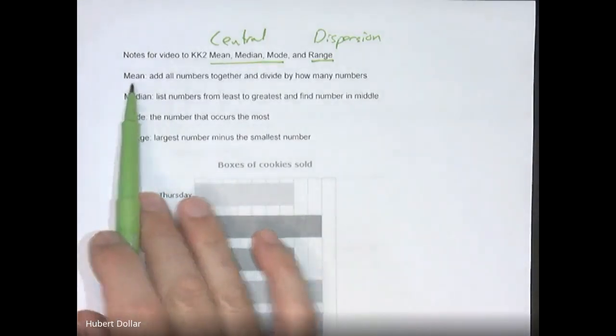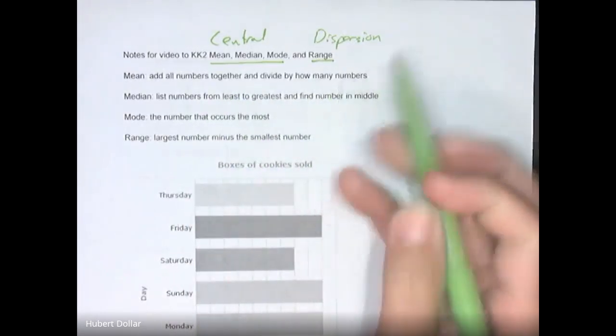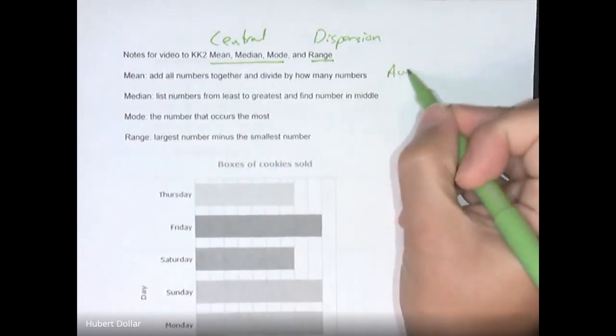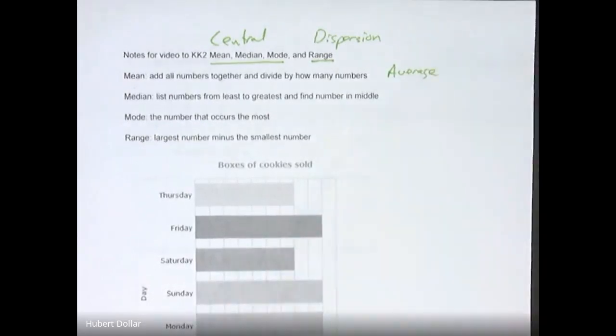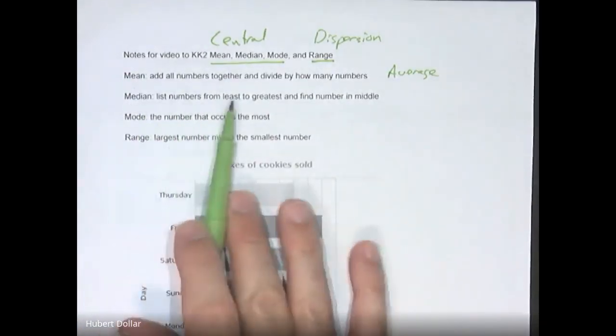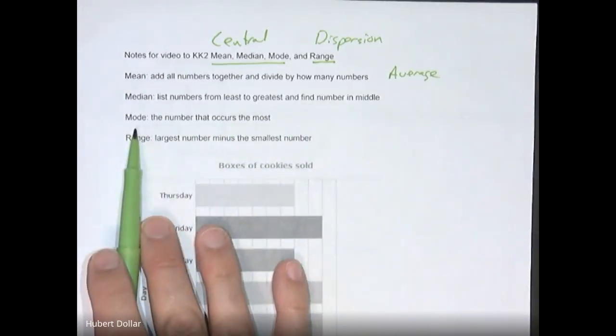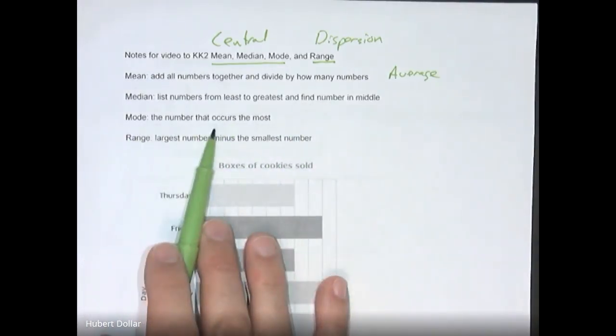So, vocabulary words: mean, that's when you add up all the numbers together and divide by how many numbers you have. This is also called the average, or numerical average. The median is when you list the numbers from least to greatest and find the number in the middle. Think about the median of a highway is in the middle of the highway. Mode sounds like most. It's the number that occurs the most. It's not the biggest number, it's the number that happens the most times.